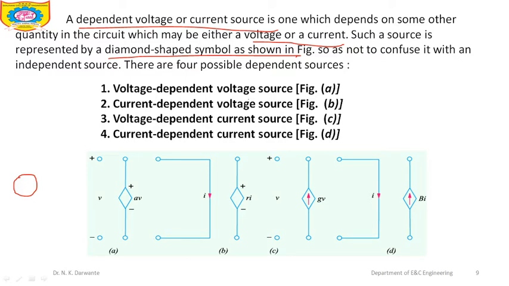Then depending upon on which parameters the particular source depends, that may be the voltage source or current source, you will get the four different types of dependent sources. If the voltage source depends upon the input voltage, then that is called a voltage dependent voltage source. Here you can see how the voltage dependent voltage source works.